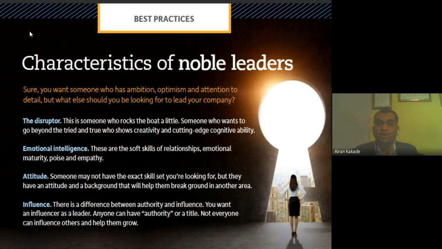So all these are the characteristics of a noble leader. Every leader has unique characteristics. I'm not saying that every leader has all the skill sets or all the traits. They have unique characteristics. Some leaders are good in authority. They are good at getting work done from others by motivating them, might be intrinsic or extrinsic motivation.